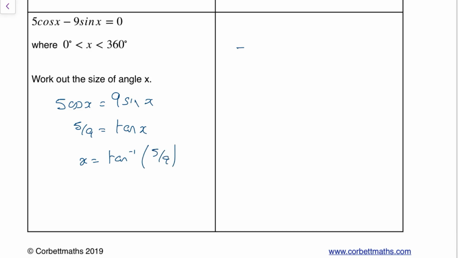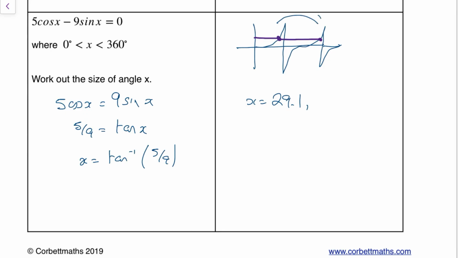Before I put that in my calculator, let's think about what's going to happen. Tan looks like this. You need to know how to draw your curves quickly without thinking about it. I know 5 over 9 is here, so there are two solutions. Let's get my calculator out. Shift tan minus 1 of 5/9 gives 29.1 degrees. So x is equal to 29.1. To get the next one, add 180, in other words these differ by 180. So add 180, and that gives me 209.1 degrees. Add 180 again, I'm outside my range, so these are my two answers.